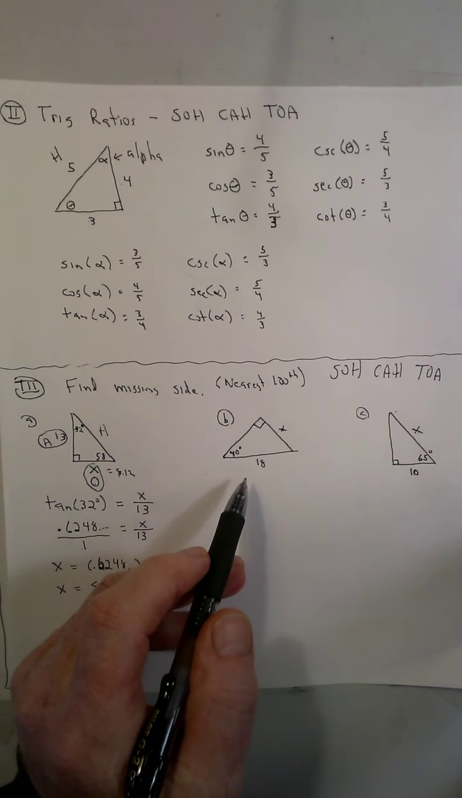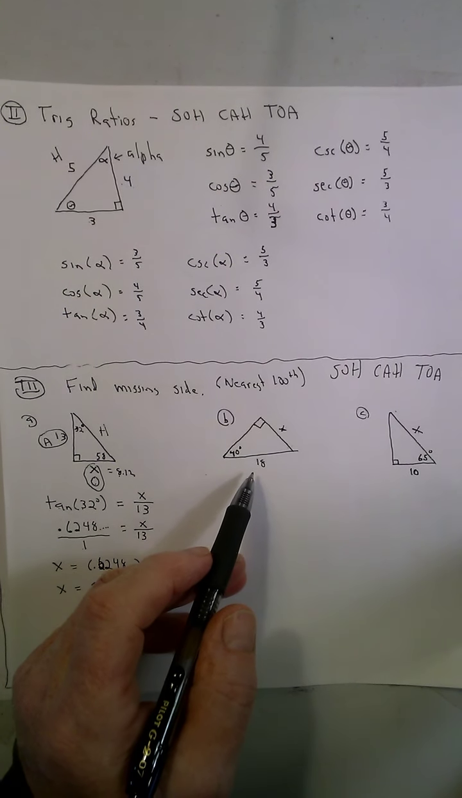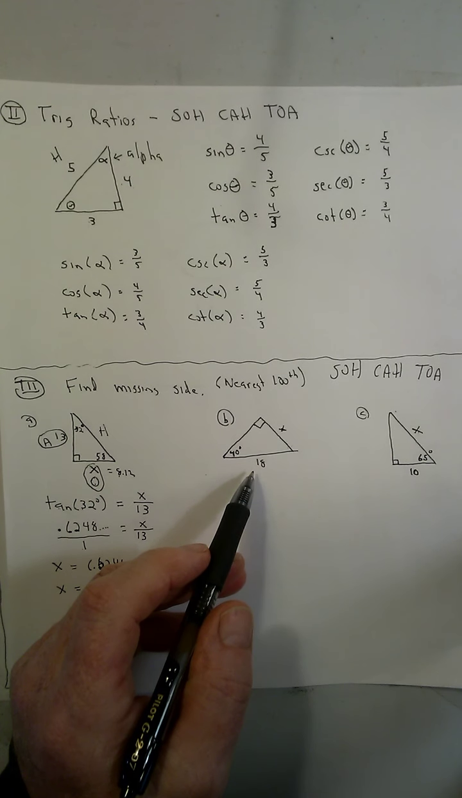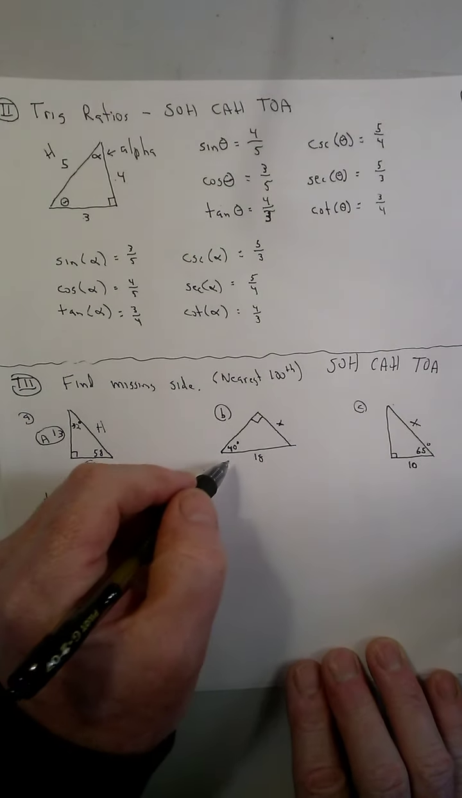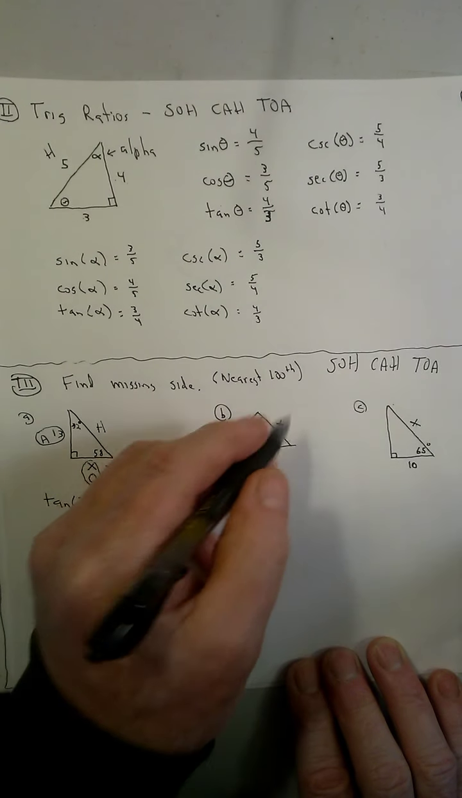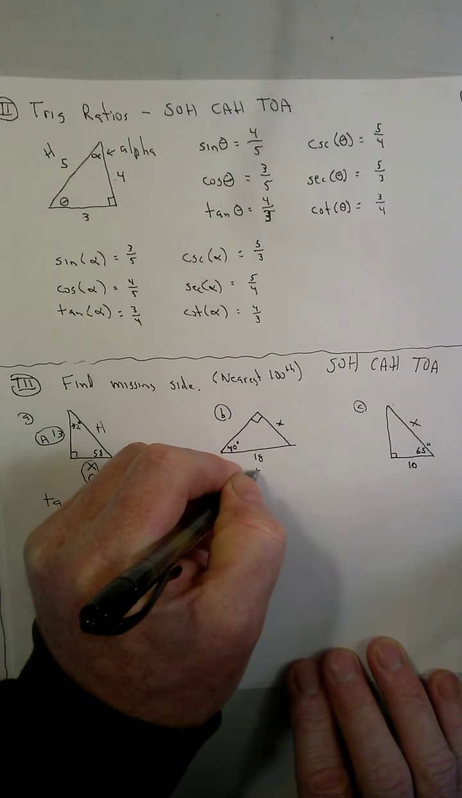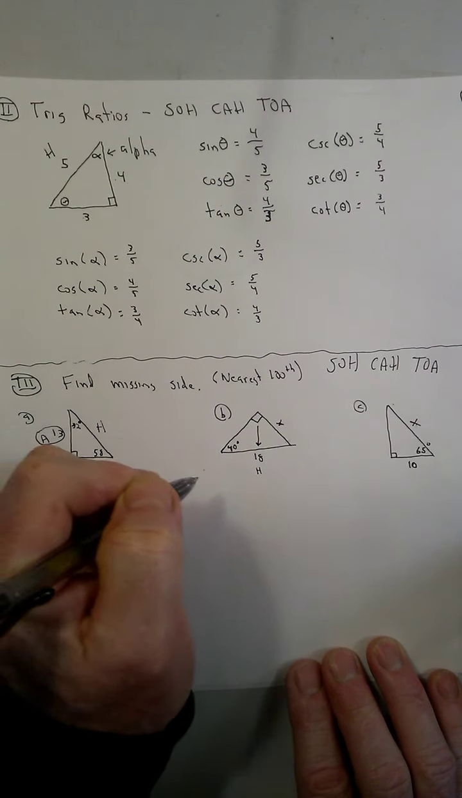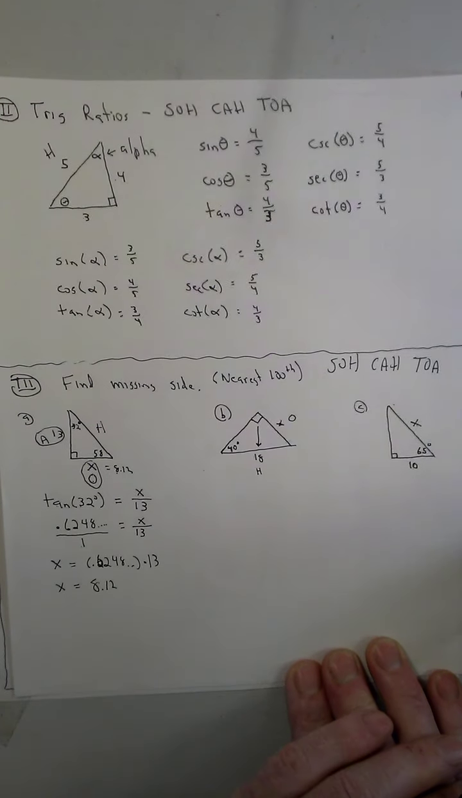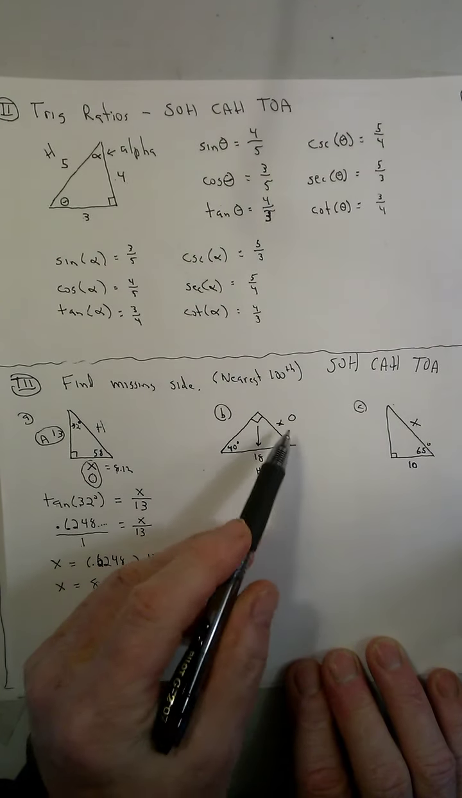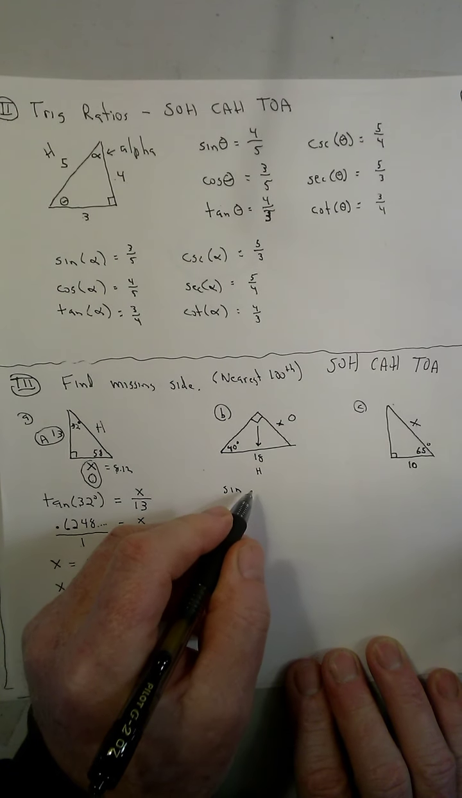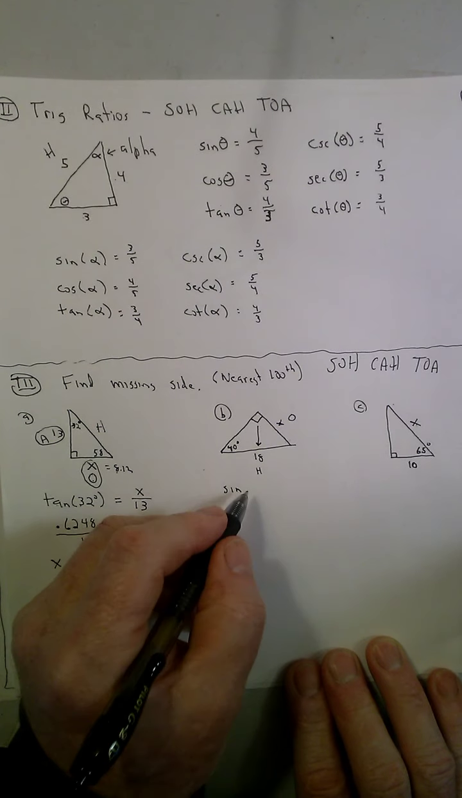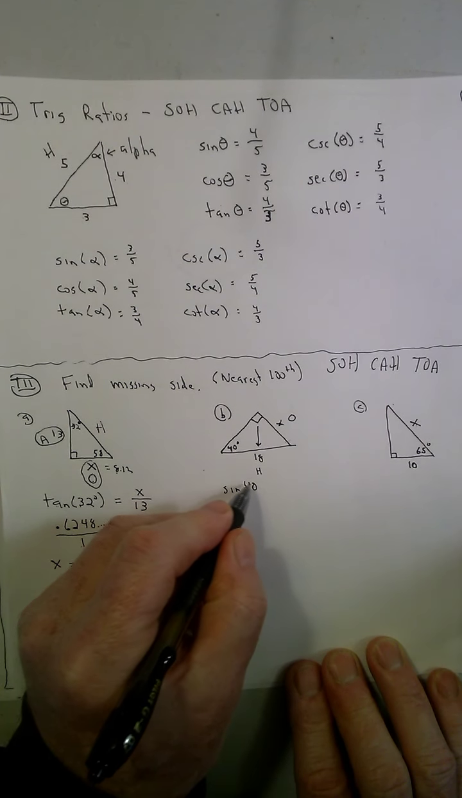And so I'm standing here at the 40-degree angle, looking out across. There's the right angle, so there's the hypotenuse. It's across from there. And there's opposite. So opposite and hypotenuse is sine. So the sine of 40 degrees equals the opposite over the hypotenuse. I'll get that later.